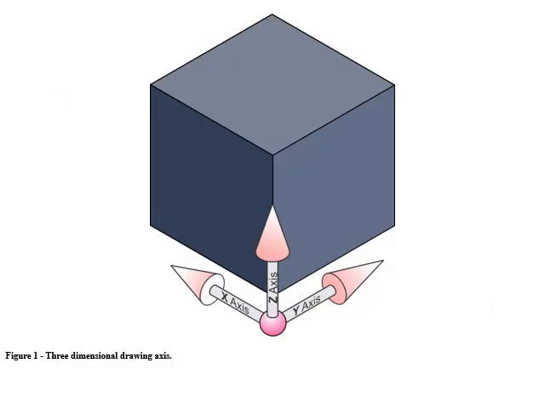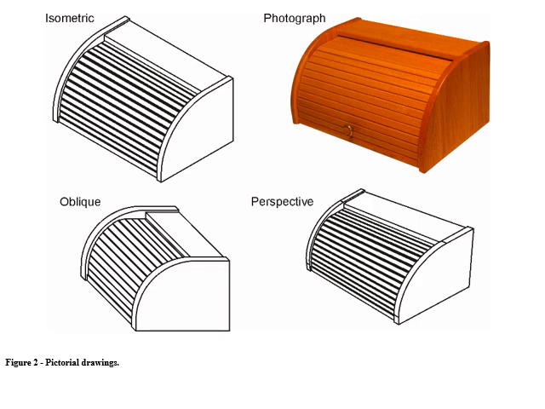So in our pictorial drawings, we want to see length, width, and height. So we want to see all 3 axes: your X, your Y, and your Z. Figure 2 started out with a photograph of a bread box, and then they created 3 pictorial views: isometric, oblique, and perspective. At first glance they look similar, but you can tell right away that each one is different. Let's take a look at what makes these different from each other.